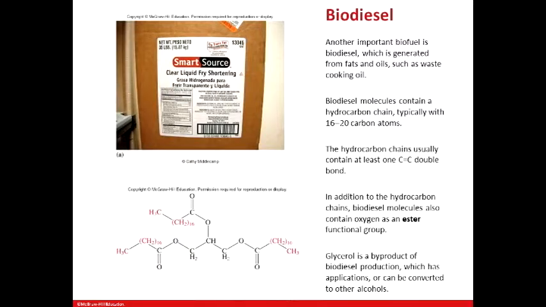Biodiesel, where you're not really as much interested in the bang, you want the tug. So many believe this might be a really good place for it to be used. Another important biofuel is biodiesel, which is generated from fats and oil, such as waste cooking oil.